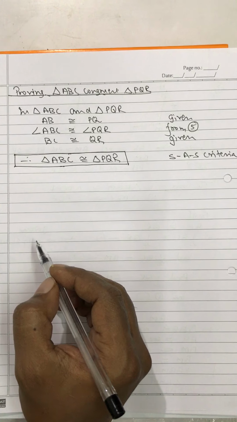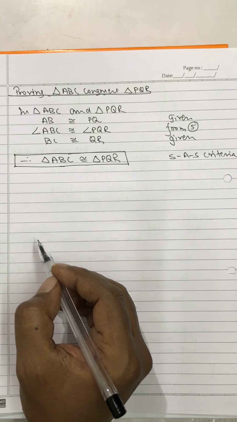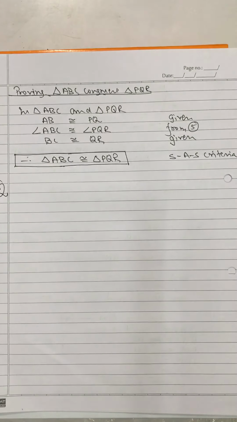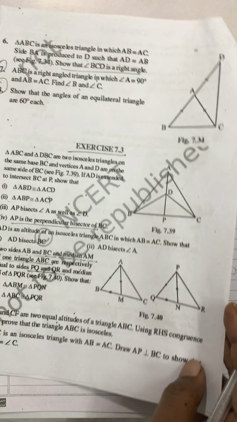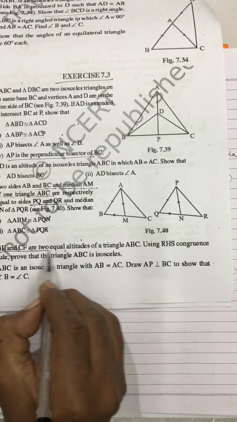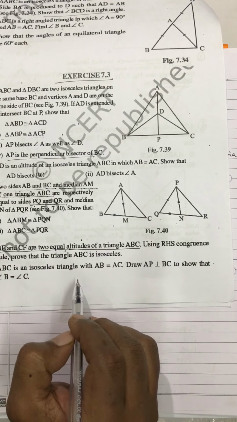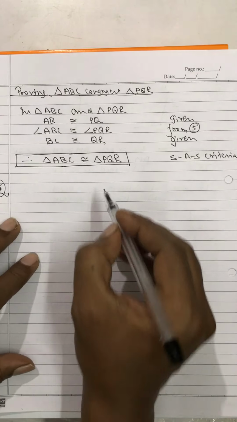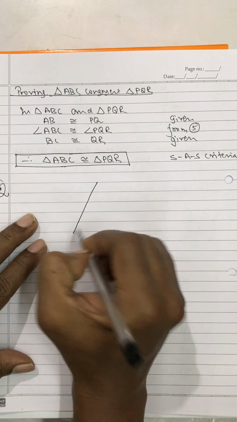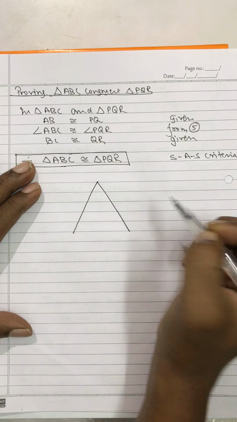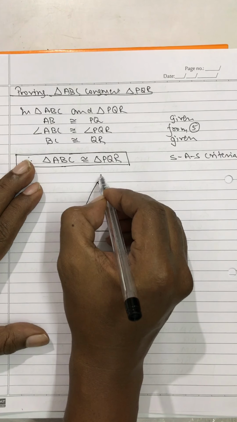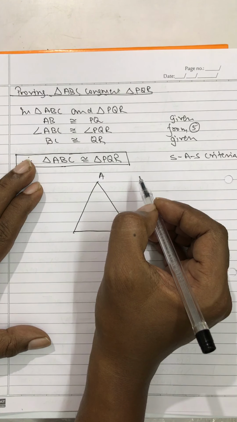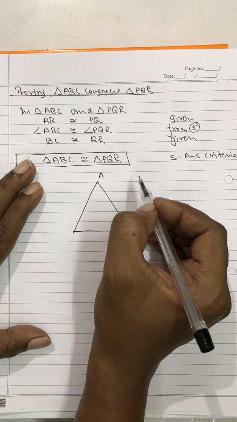So in this way we have finished 3 questions. Now moving to the 4th one. BE and CF are 2 equal altitudes of triangle ABC. We have to prove triangle ABC is isosceles. So this is something of this sort. BE and CF are 2 altitudes of a triangle ABC.